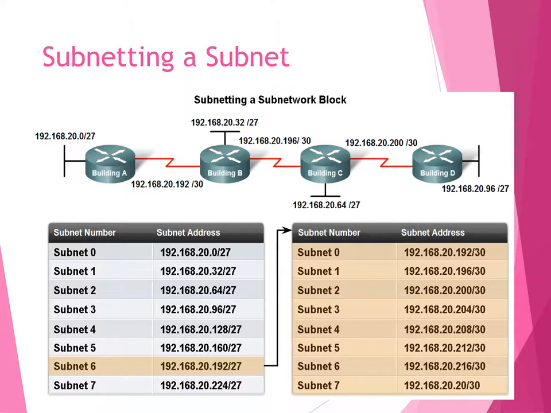Subnetting a subnetwork block. Buildings A, B, C, D. Subnet number, subnets 0 to 7, subnet address /27, subnet number and subnet address.